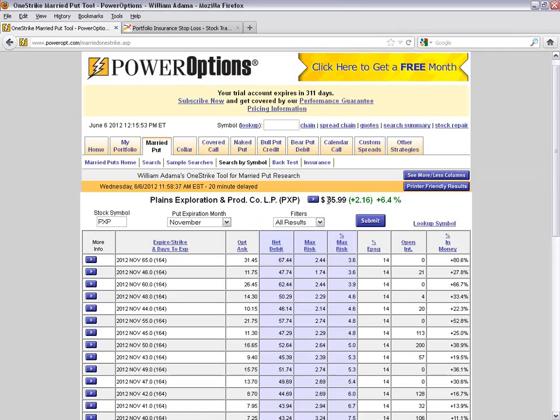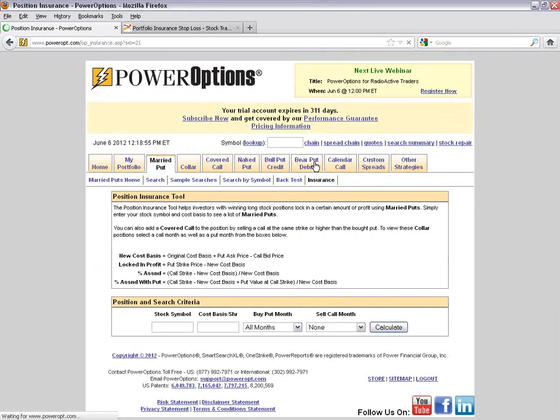All right? Okay, so that's just the search by symbol tool, and then of course we can always compare the different months. Now let's say I already own PXP and I have a small gain in it right now, meaning I purchased it a few days ago without a put when the market was in a downturn, and I got it at about $32.50. I want to see what puts are available right now. So what I'll do there is, under the married put now, instead of going to search by symbol, I want to use the insurance tool. And then again, we're just going to be prompted to enter in our stock symbol. So I'm in PXP, and my cost per share, well, it's $32.50.